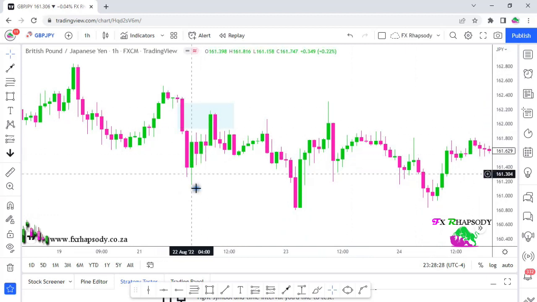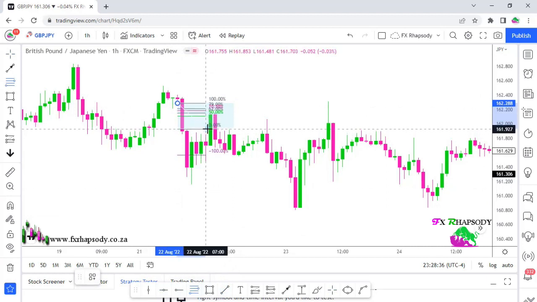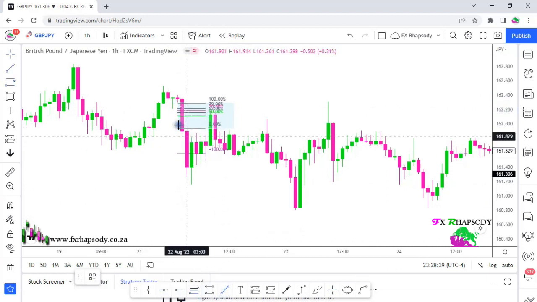So price went down, then up again into that fair value gap. And then what we did was we took a Fibonacci, just to get that halfway mark, because that's how you get your entries if a fair value gap is nice and big.